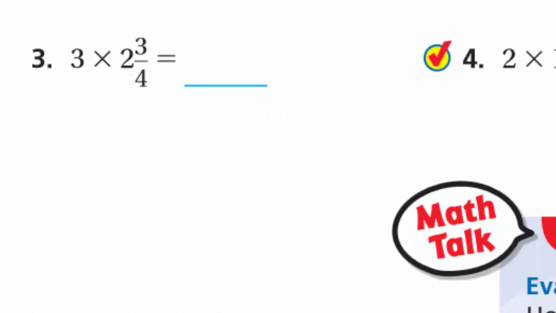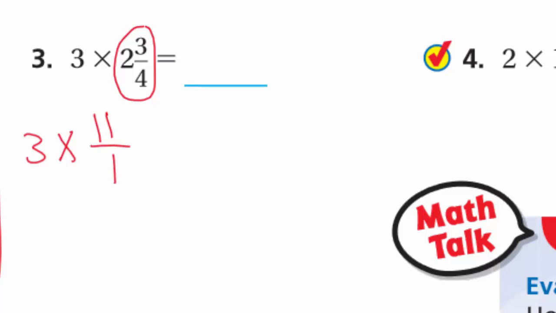And here, first we need to turn this mixed number into a fraction. So I'll keep the 3 for now. I'll multiply 2 by 4, then add 3. 2 multiplied by 4 is 8 plus 3, 11 fourths, which is equal. 3 multiplied by 11 is 33 fourths. If I want to make it a mixed number, I'll use long division.